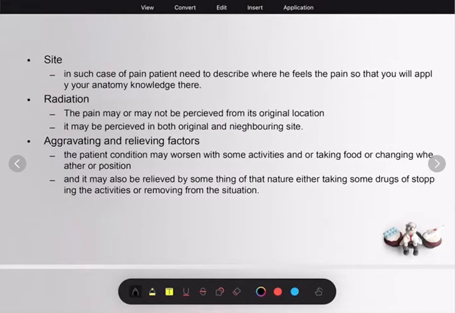Site. In such a case of pain, the patient needs to describe where he feels the pain so that you will apply your anatomy knowledge. For example, a patient came to you with abdominal pain, so you need to ask the patient where in the abdomen he is having the pain. Maybe he will press his right iliac region, so you know many of the structures that are in the right iliac region, and directly you will understand that the patient is having some kind of condition.